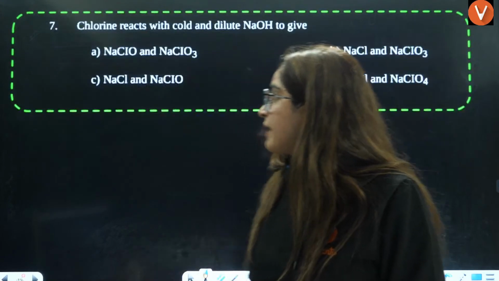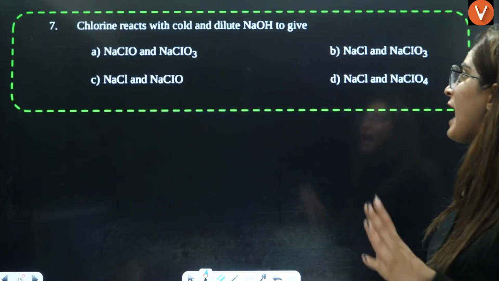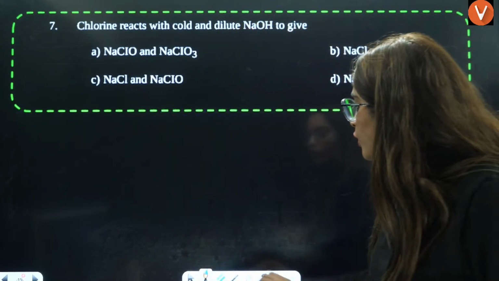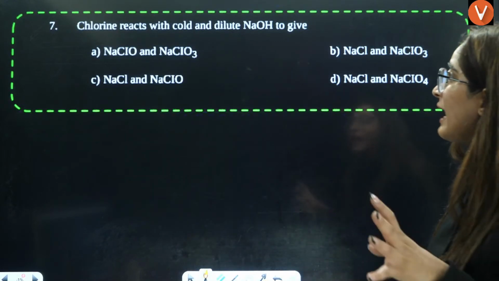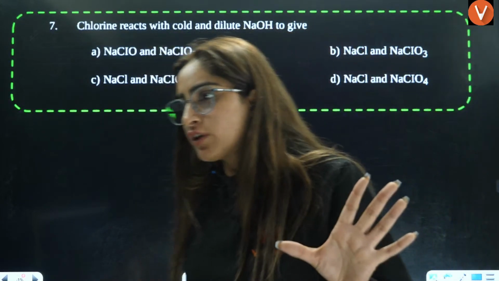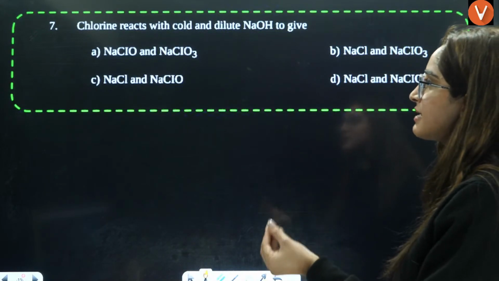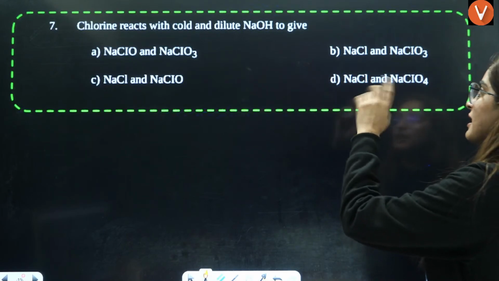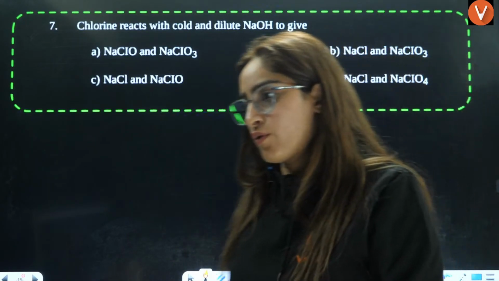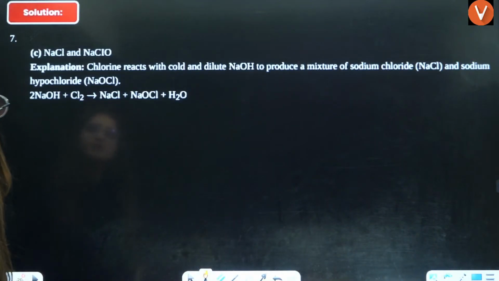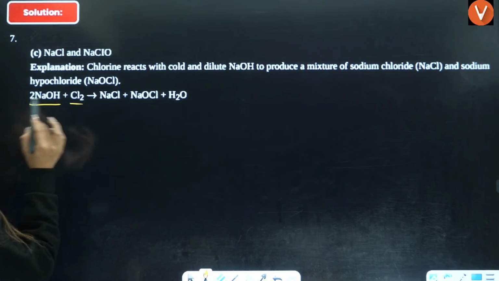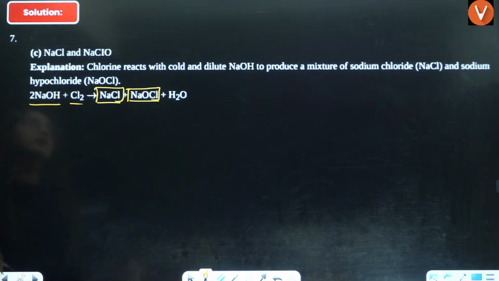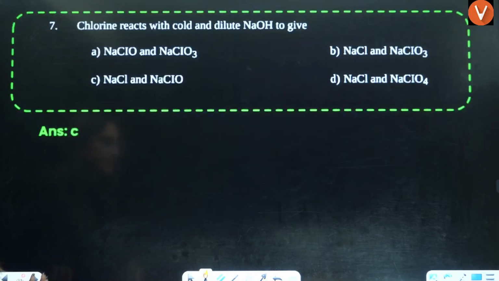Okay, chalo. Next is, chlorine reacts with cold and dilute NaOH to give which of the following? Very, very important reaction, right? Here they are giving you NaClO, NaClO3, NaCl, NaClO3, NaCl, NaClO, NaCl and NaClO4. So as you can see the reaction, chlorine when it reacts with NaOH is going to give you NaCl and NaOCl plus water.